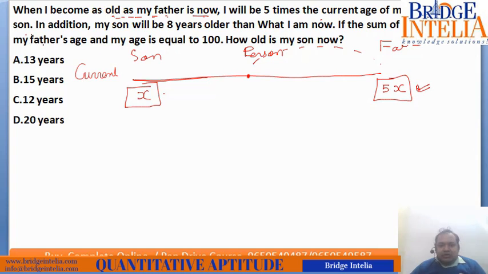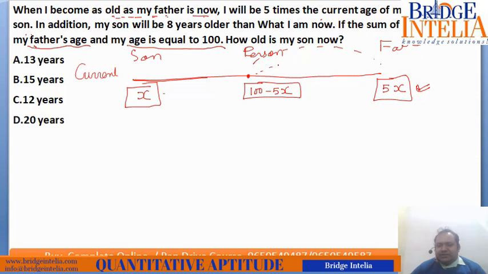Also we know that the sum of the person's and his father's age is 100. So the person's age must be 100 minus 5x. So in terms of x, these are their current ages. Now what is being said? When I become as old as my father is now.